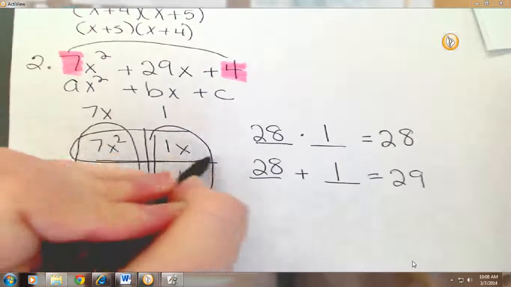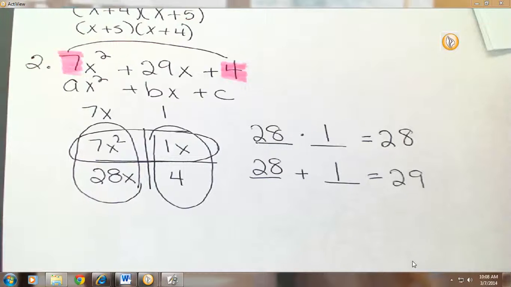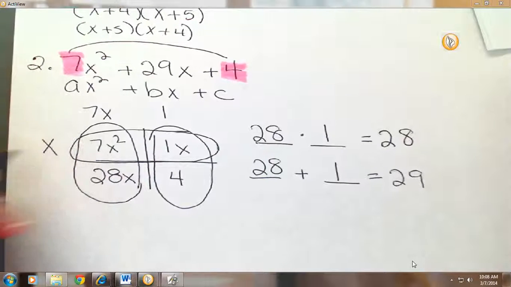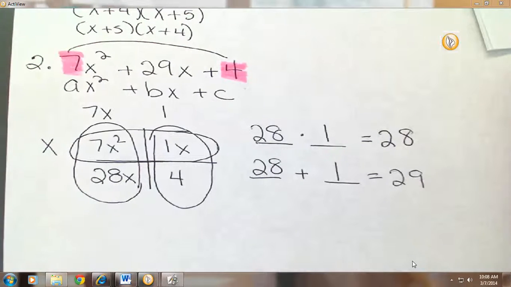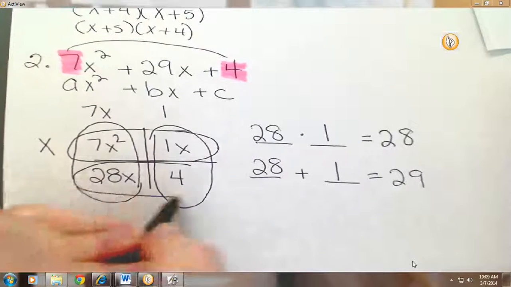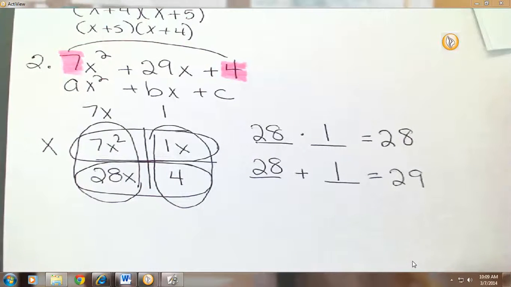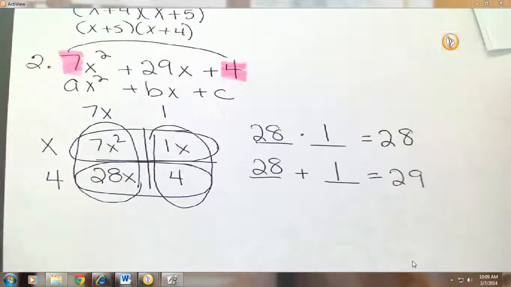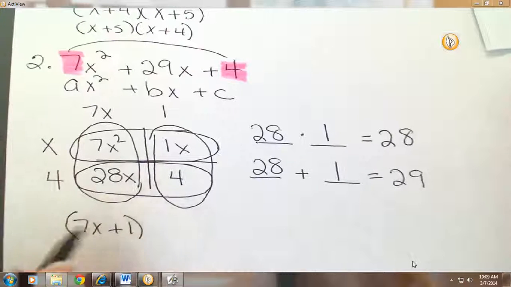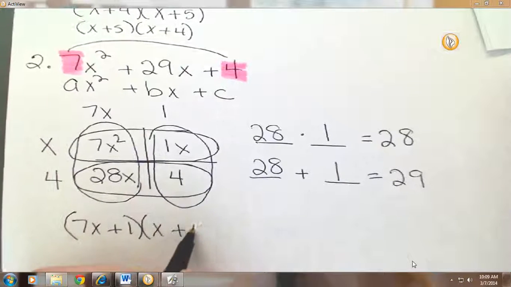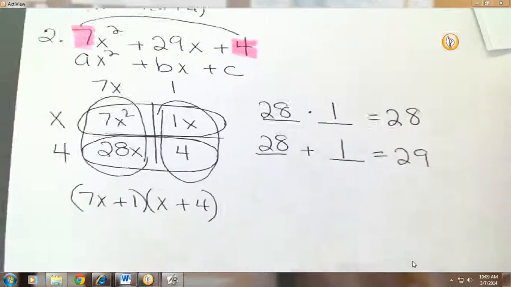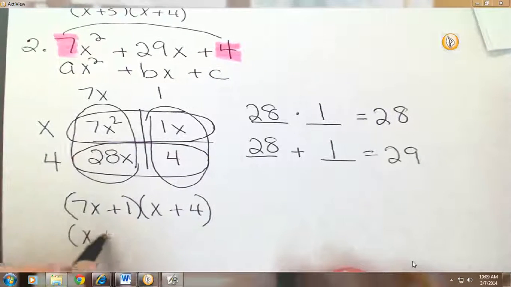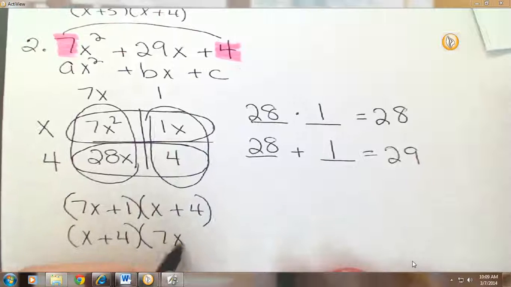Go to your first row. What is your greatest common factor here? 1x or just x. Thank you. In the second row, what is your greatest common factor? 4. So how are we going to write our answer? 7x plus 1, times x plus 4. And like before, we could have flip-flopped those, and we could have said x plus 4, 7x plus 1.